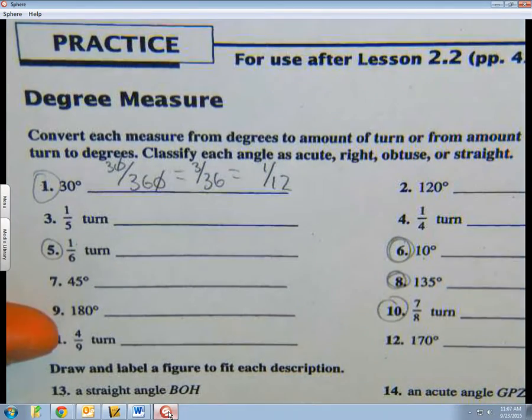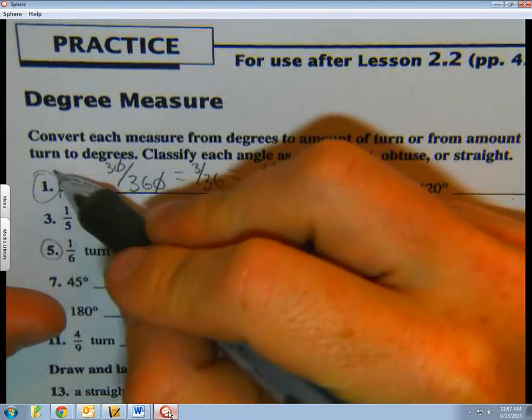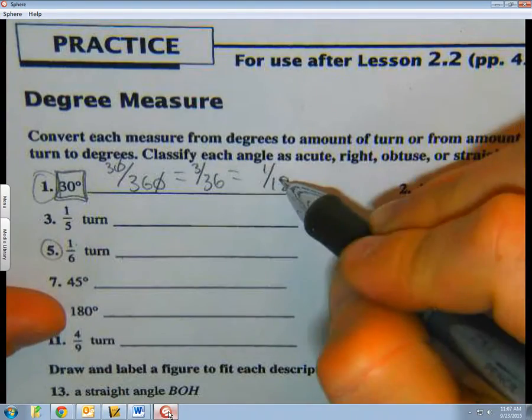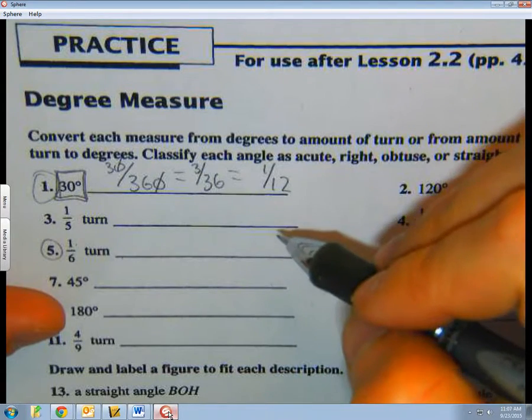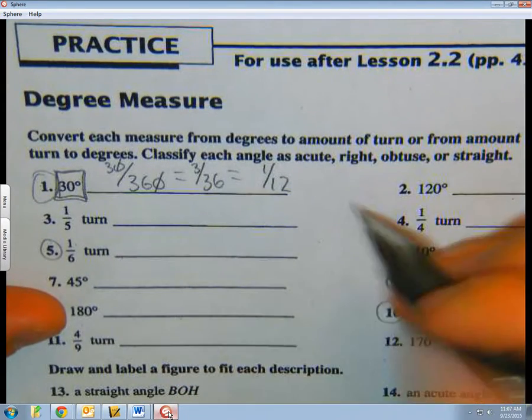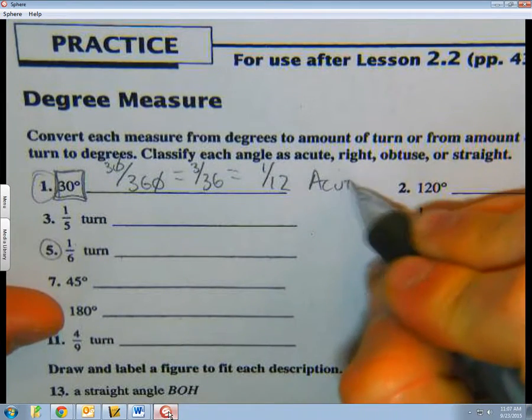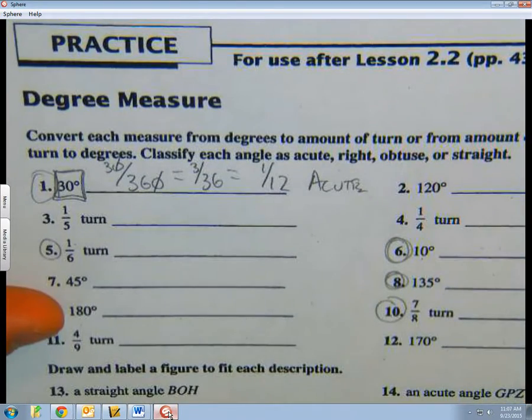Now, is that acute, obtuse, right, or straight? I would just look at the degree. So I wouldn't worry about the turn, because that's just one more thing to memorize. 30 degrees is obviously acute, and if you're struggling with it, just draw a 30-degree angle. It's small. Okay, so acute.